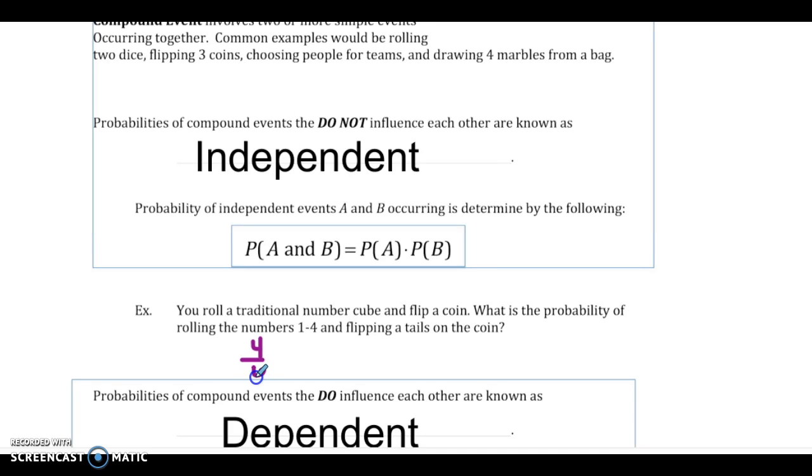So 4 out of 6 there, and then you're going to multiply that by the 1/2, which is the probability of flipping a tails. So if you multiply those two events and simplify, you get the probability of 1/3. That's going to be an independent event because what happened here really played no part in what was going to happen in that second part.